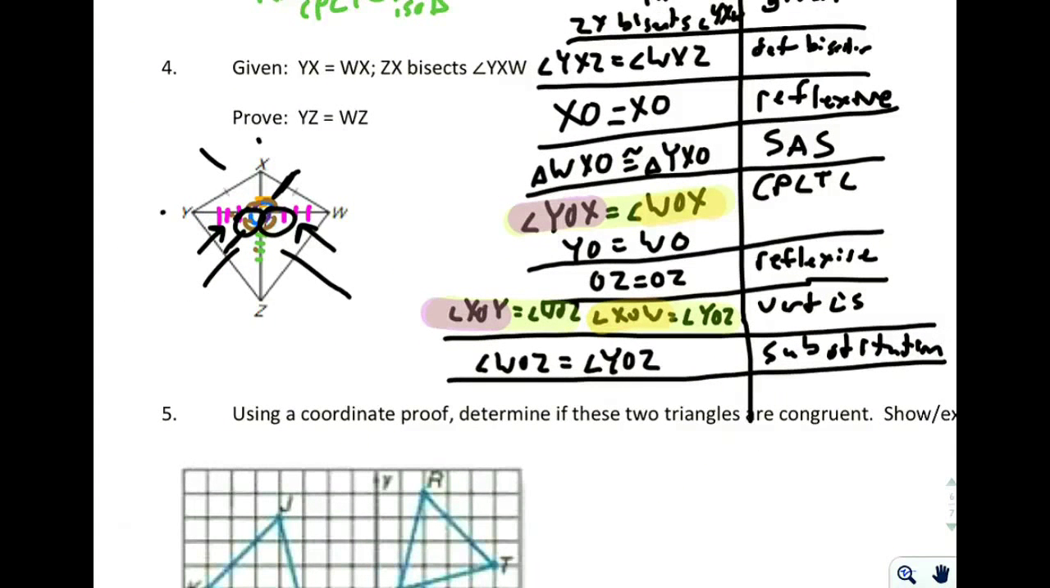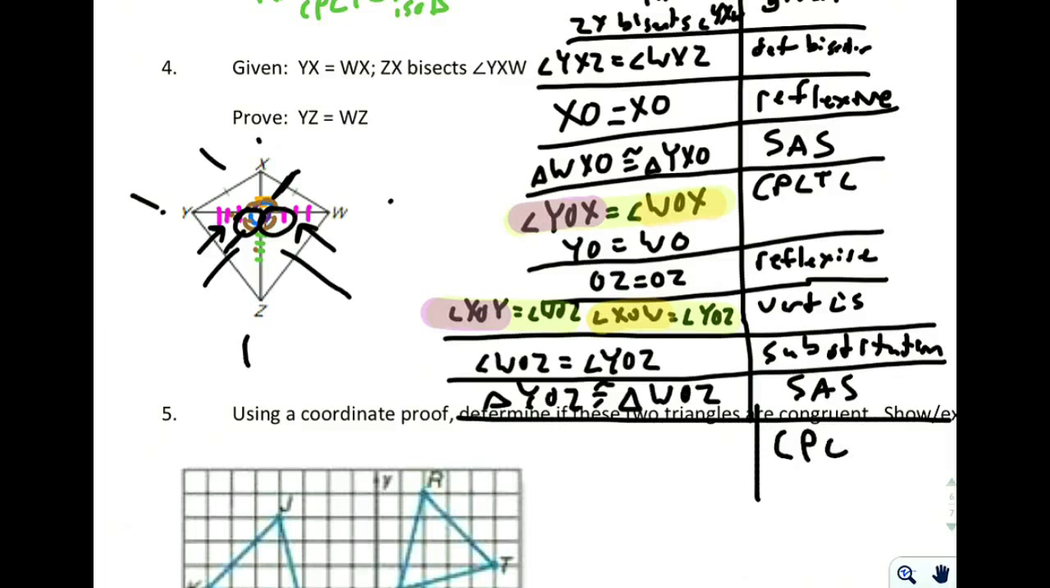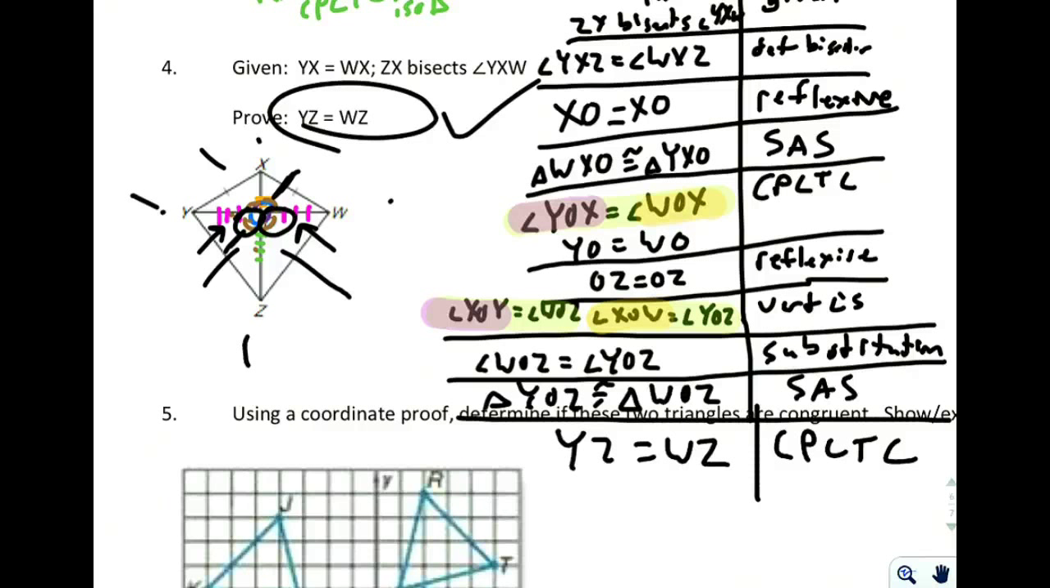So final steps now, we have the triangles are going to be congruent finally by SAS. Triangle YOZ congruent to triangle WOZ. And then our last step by CPCTC, we finally get what we wanted, which is that YZ equals WZ. First letter, third letter equals first letter, third letter. And that is what we tried to prove. So that was a long and very fun one, but definitely challenging.